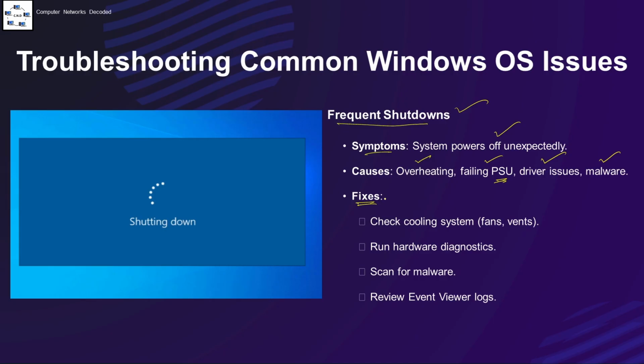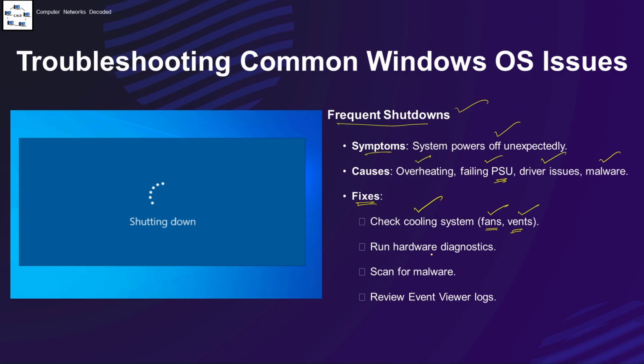So the fixes of this issue include to check the cooling system of your system, such as your laptop, PC, and the cooling system basically consists of your fans. So if your fans are faulty or not working, the system may overheat. Also, the system includes the vent for the hot air to ventilate. So if these vents are clogged, the system also may overheat and the cooling system may not work properly.